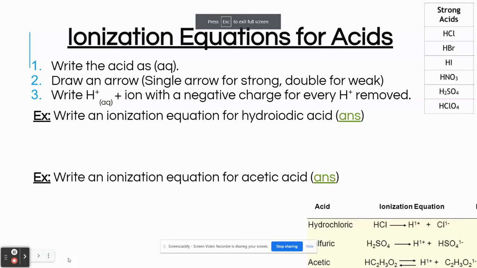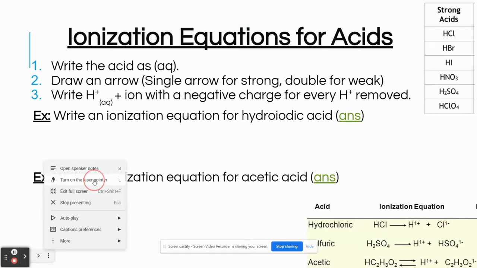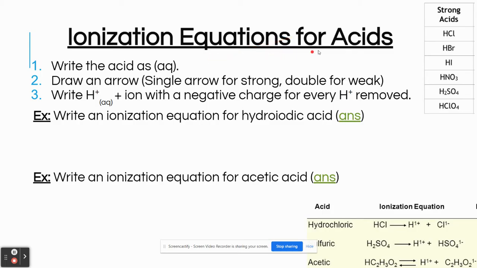In this video, we're going to take a look at how to write ionization equations for acids and dissociation equations for bases. And there's really three main steps to doing that for each of them. First of all, for the acid, you're going to start off by writing the acid as aqueous. You're going to draw a single arrow for a strong acid and a double arrow for a weak acid.